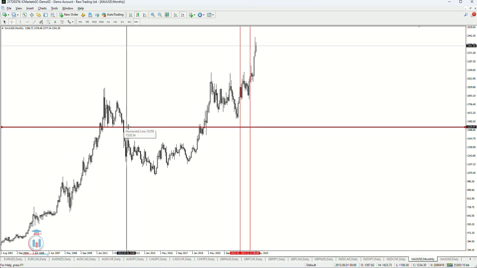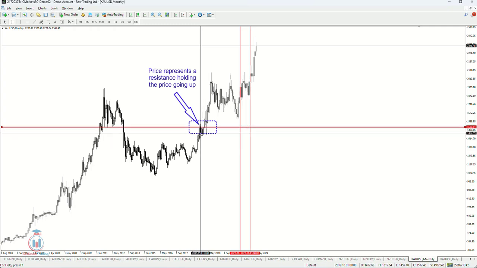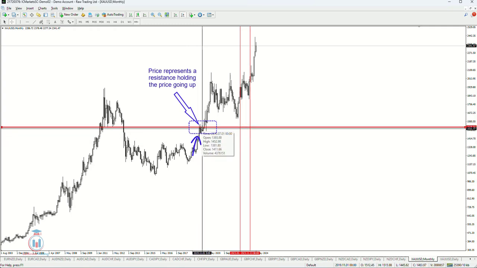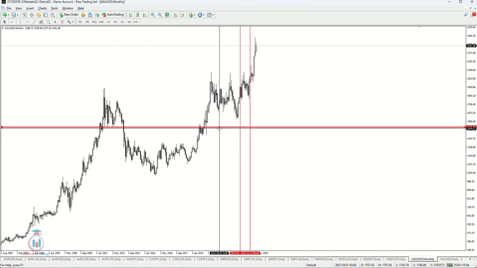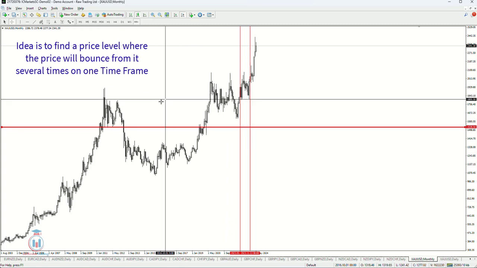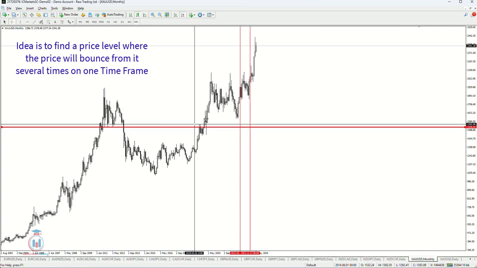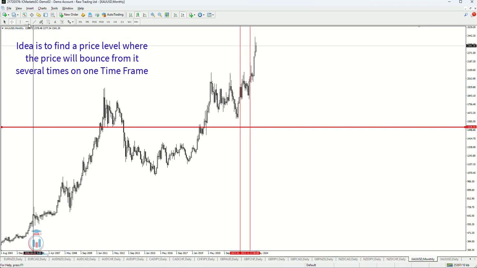Now when you go in the future, you can see when the price comes to this area, the price is also respecting this price level as a resistance when the price goes up and stops here. Now this is the first level where we can put the horizontal line. So the idea is to find where the price is touching on this time frame price level, which will represent an area where the price will bounce in the opposite direction.